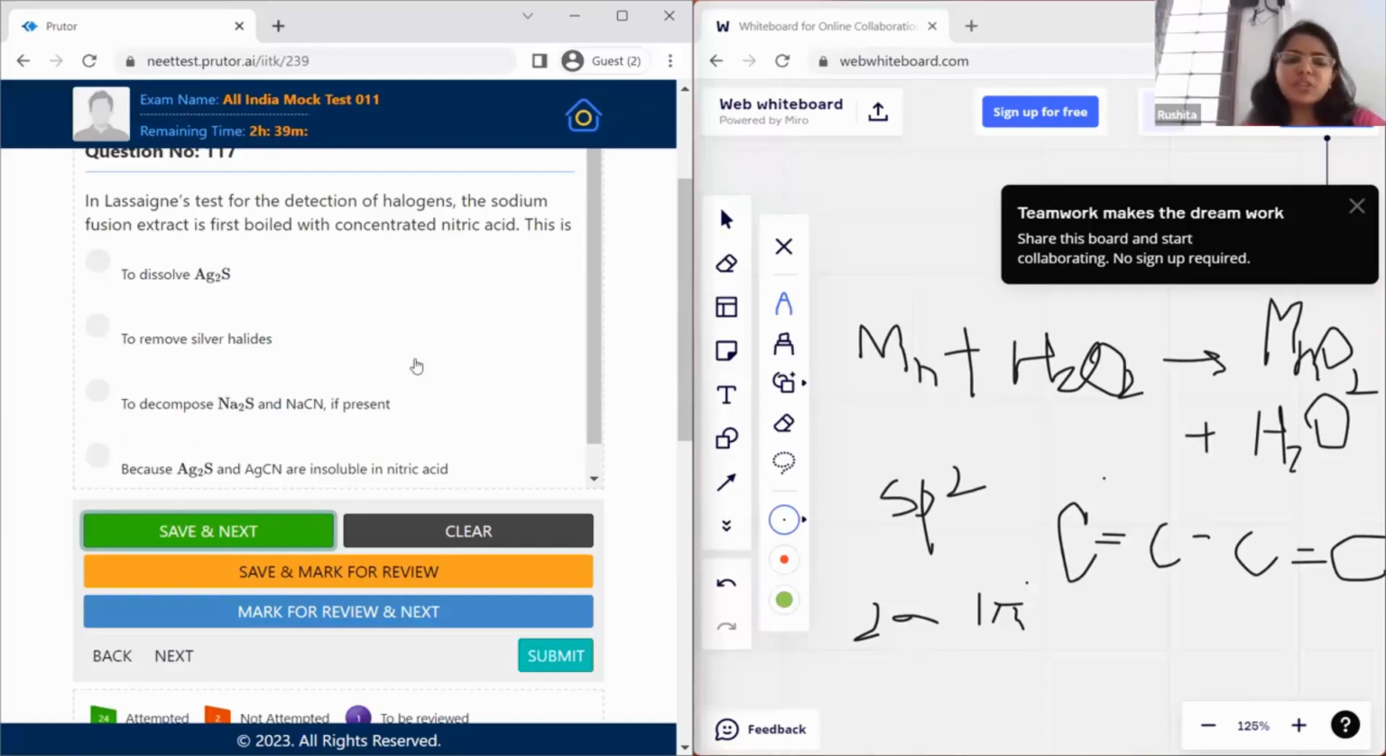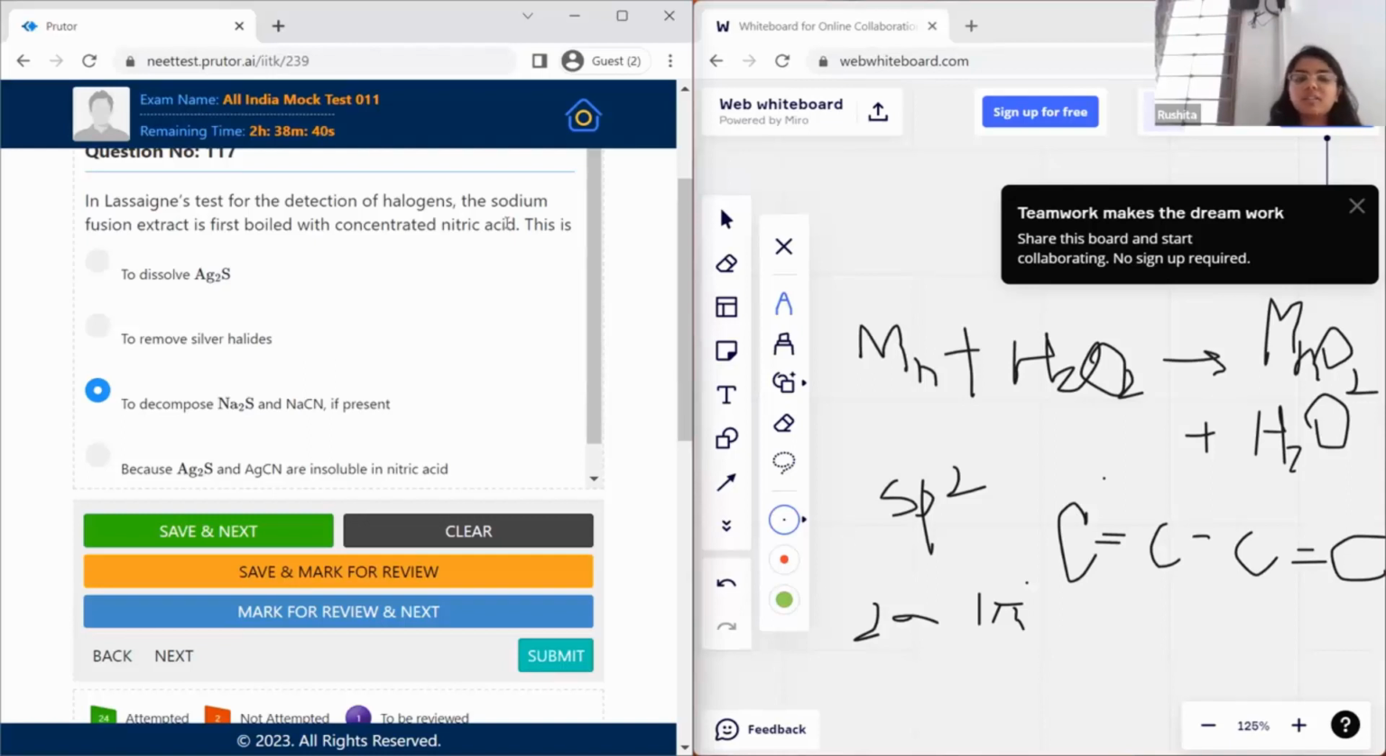This is a favorite question of NEET. I don't know why, but it has been asked many times in previous years. Better you just mug it up. The answer is to decompose Na2S and NaCN. This is done. Concentrated nitric acid is used.